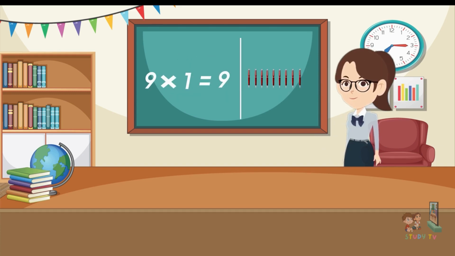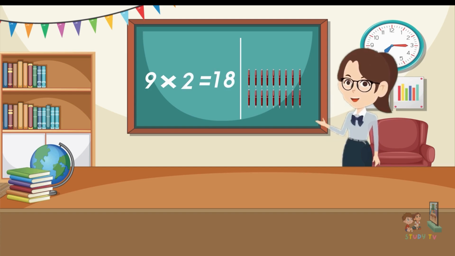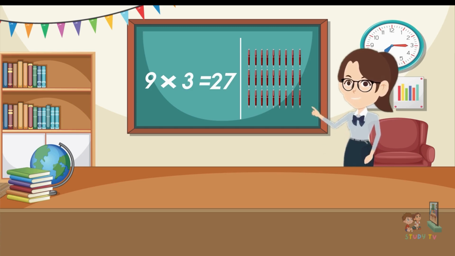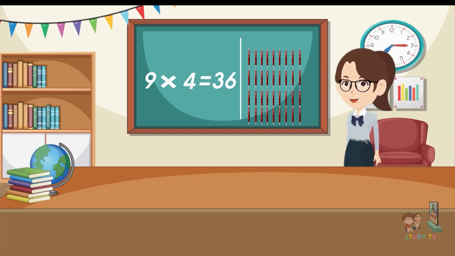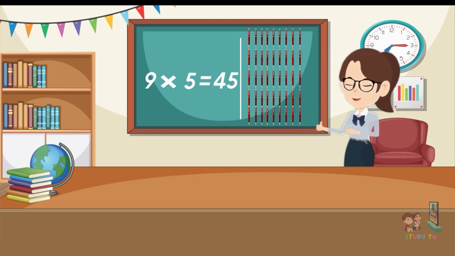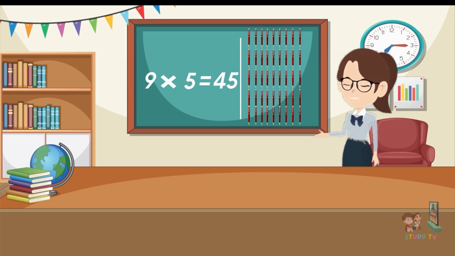9 into 1 is equal to 9. 9 into 2 is equal to 18. 9 into 3 is equal to 27. 9 into 4 is equal to 36. 9 into 5 is equal to 45.